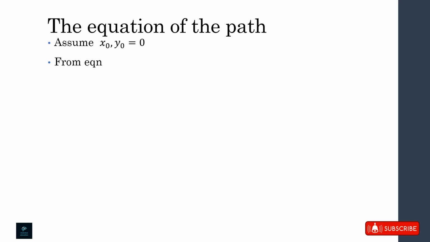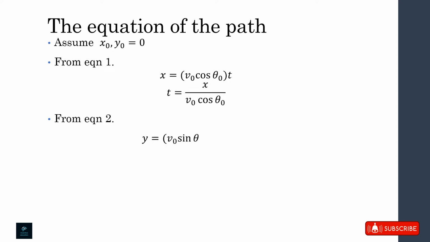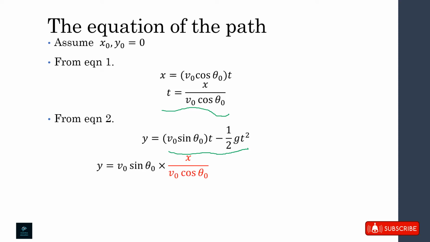Now we have equation 1 as x equals v0 cos theta 0 times t, and from this we can obtain time equal to x by v0 cos theta 0. And from equation 2 we can write y is equal to v0 sin theta 0 times t minus half g t square. Putting the value of t from this equation into this equation, we obtain y is equal to v0 sin theta 0 times x by v0 cos theta 0 minus half g times x by v0 cos theta 0, whole square.